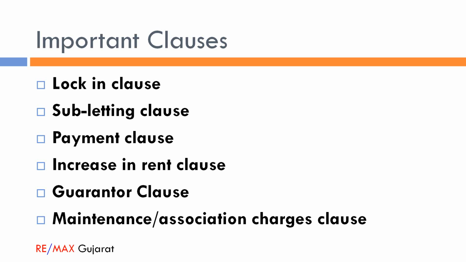The consequences in case of delay in payment, usually penal interest in the range of 12 to 18%, in case there is more than 10 days of delay, can also be specified. So this percentage, number of days delay, you can discuss with both the parties and get it included.